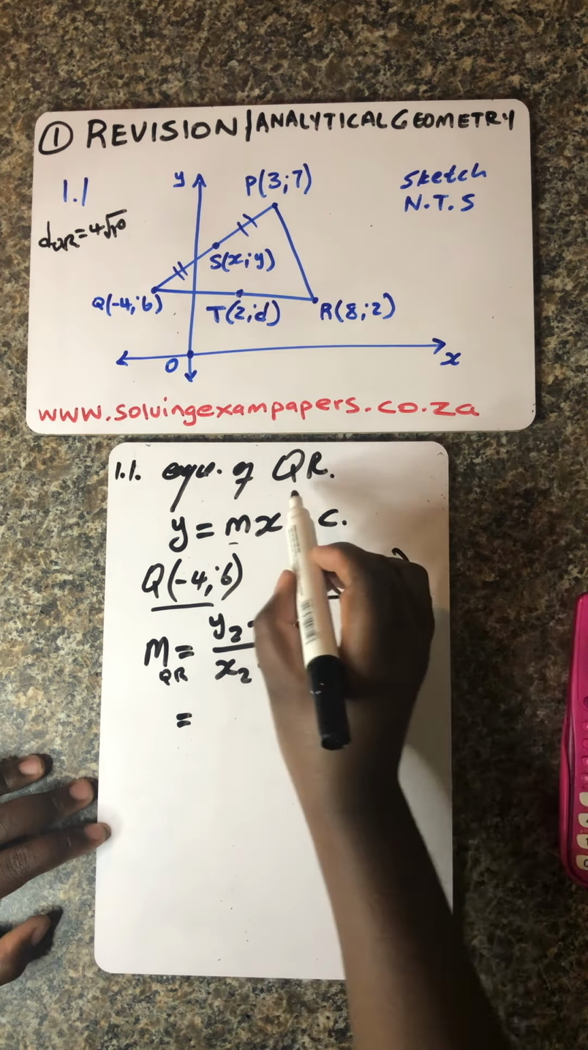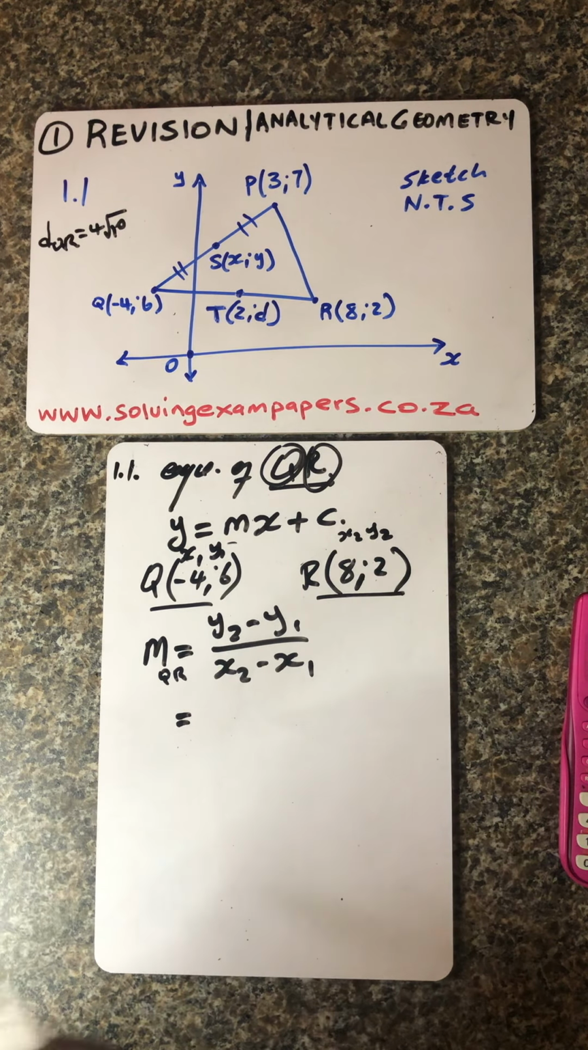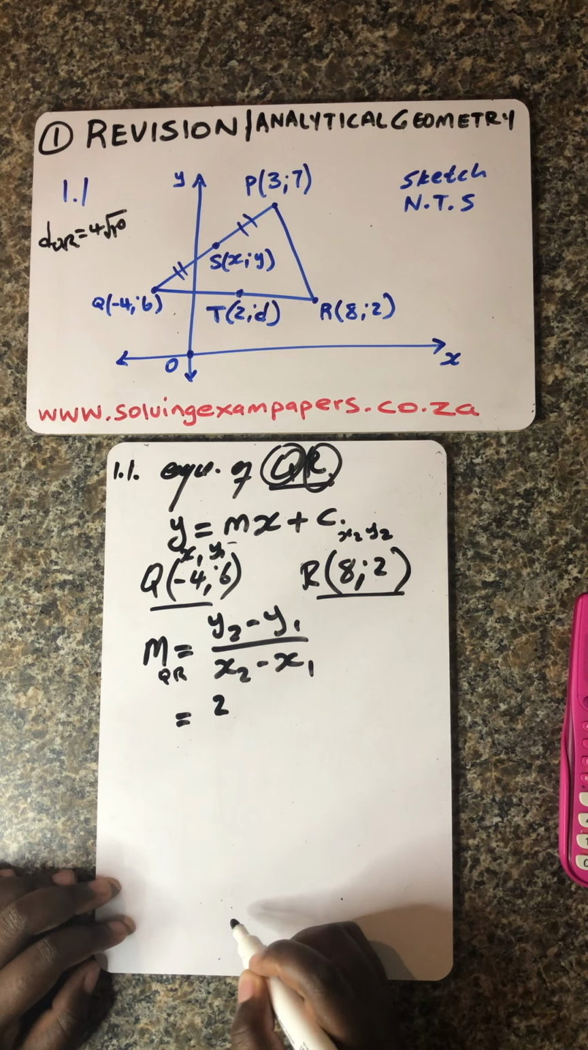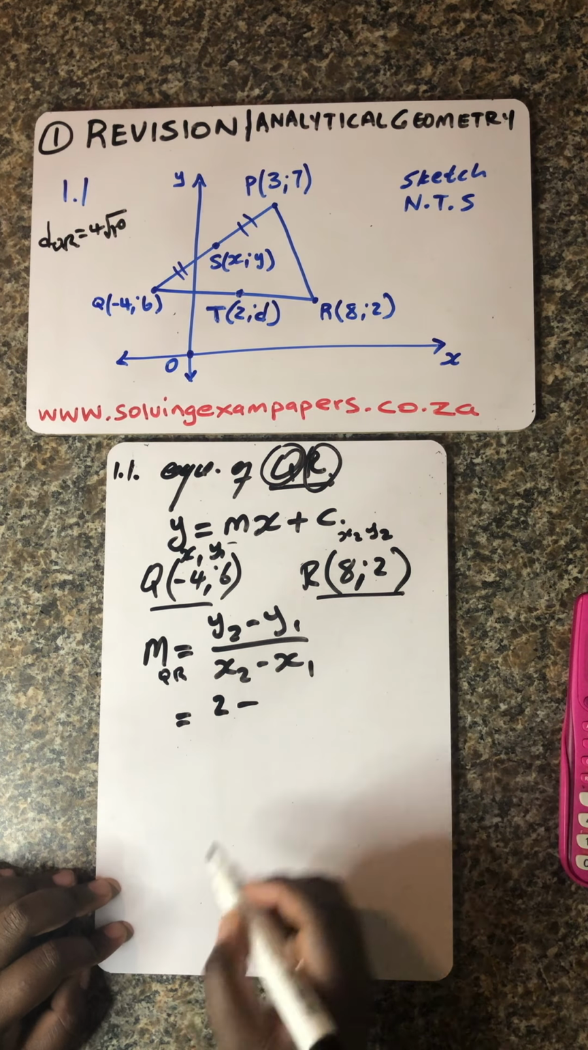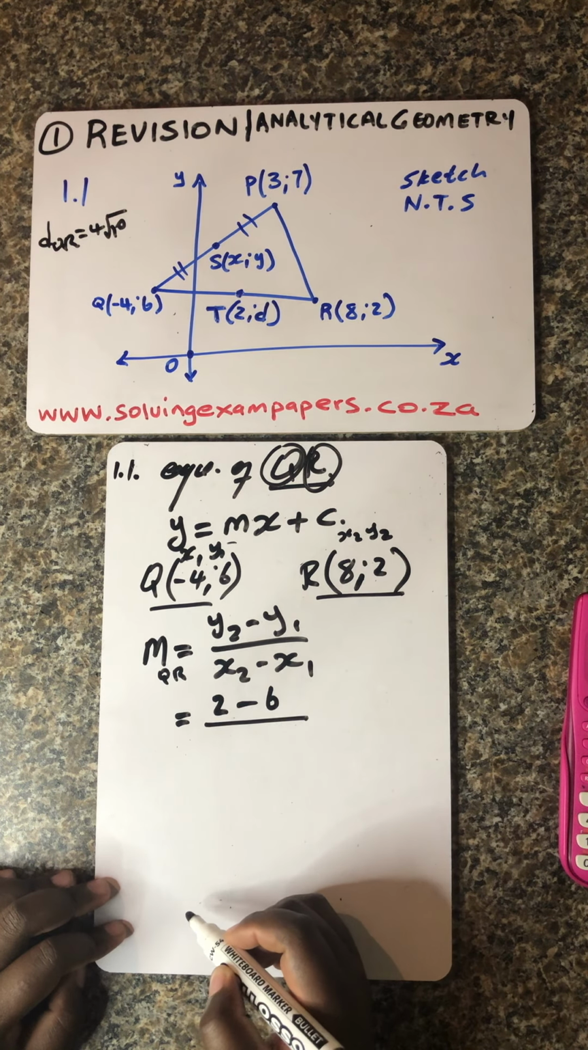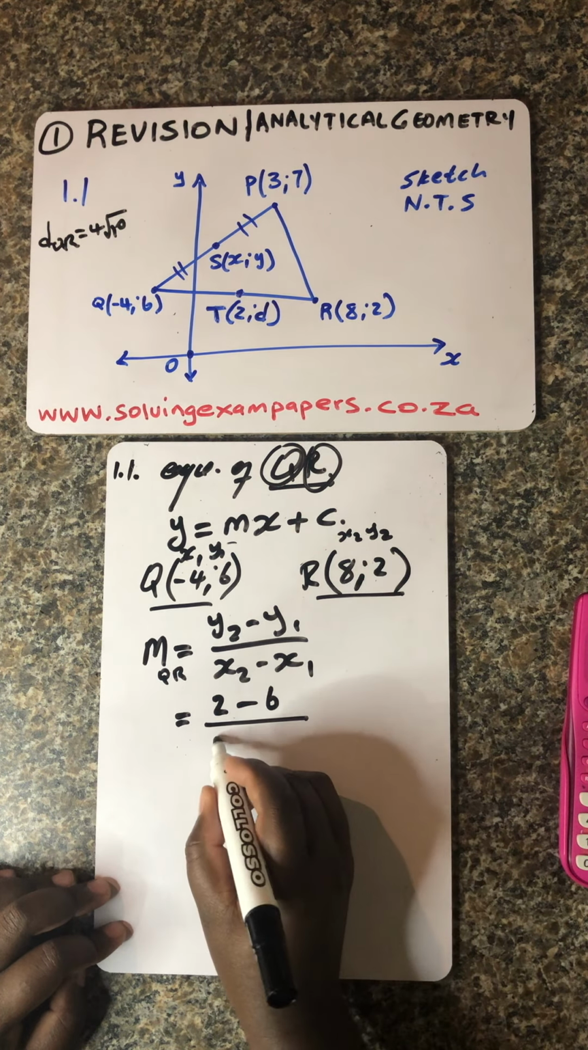Your first letter becomes your first values. Very, very much important, ladies and gentlemen. So now let's just copy and plug onto the formula. So we've got y2, which is 2, minus y1, which is 6, over x2, which is 8, minus into, very, very much important. Why into? Because we're dealing with a negative number, so we just say negative 4.